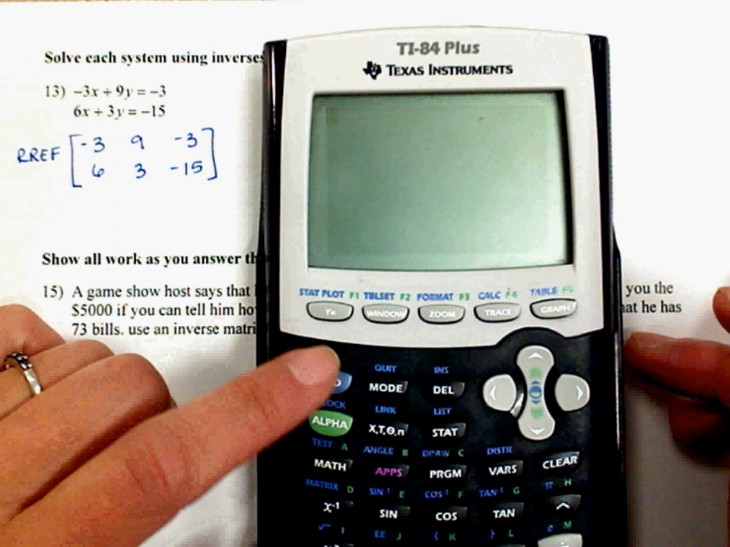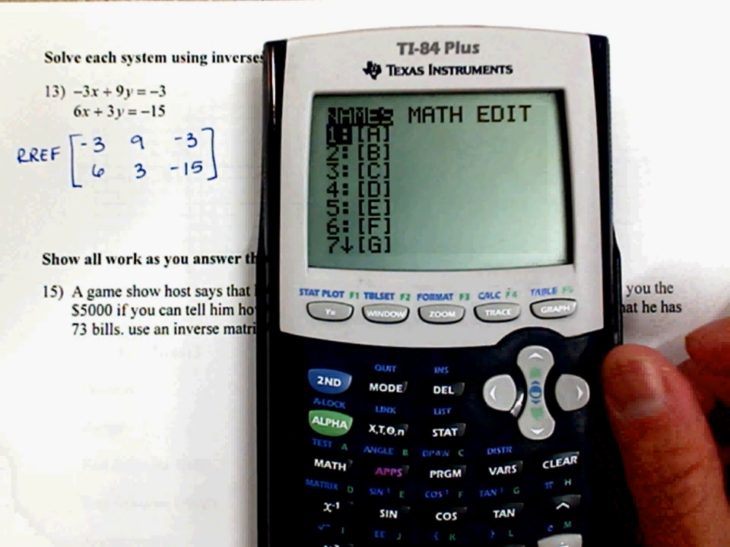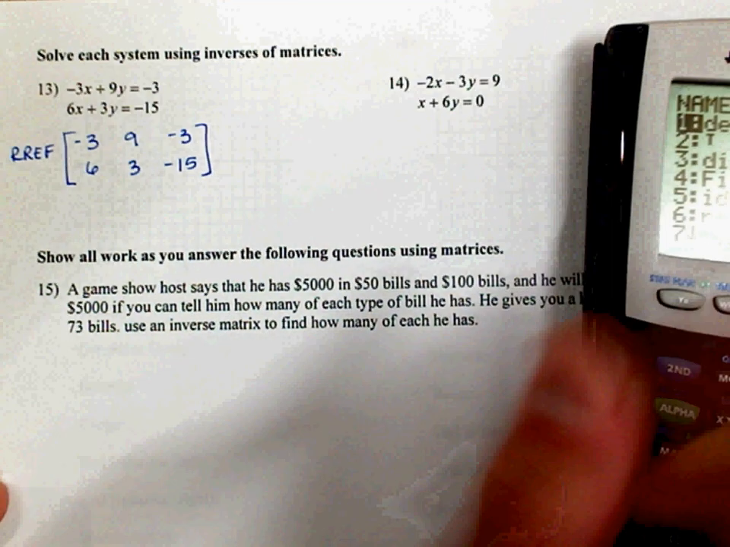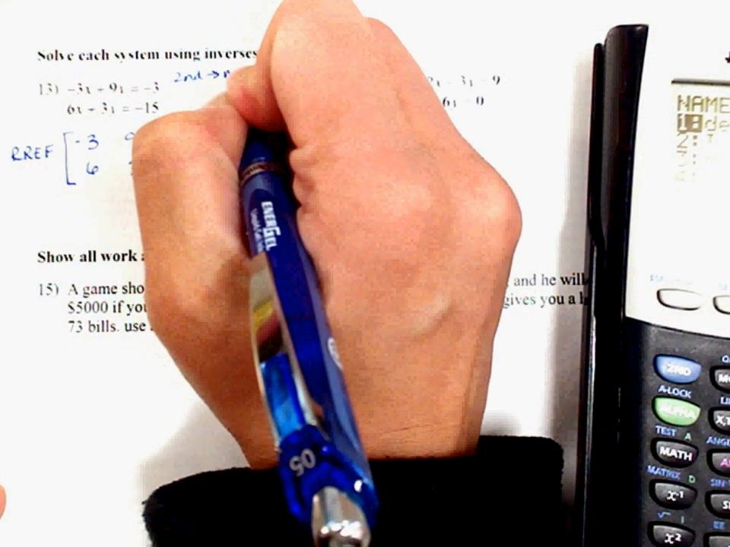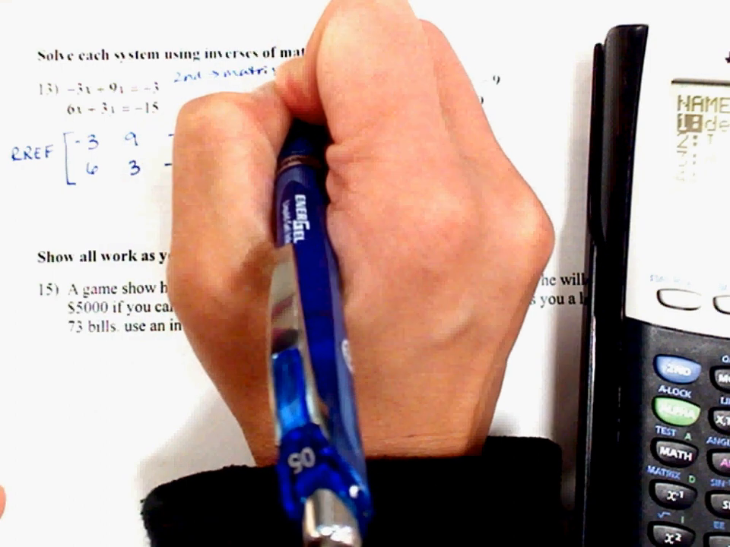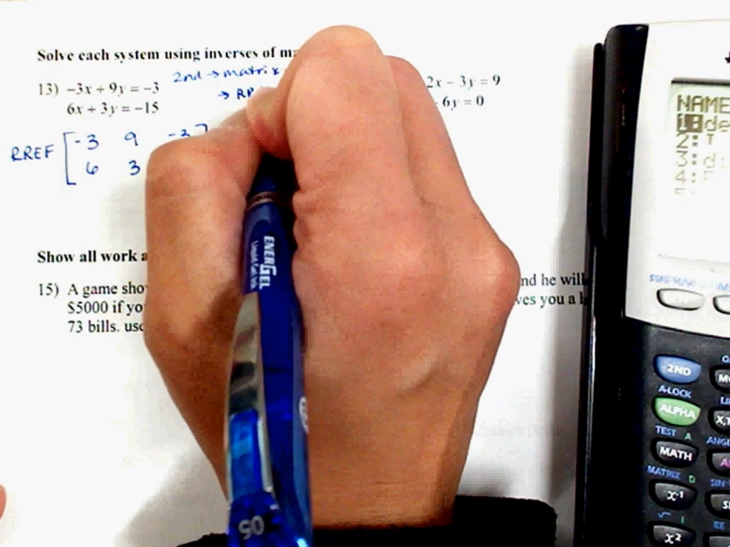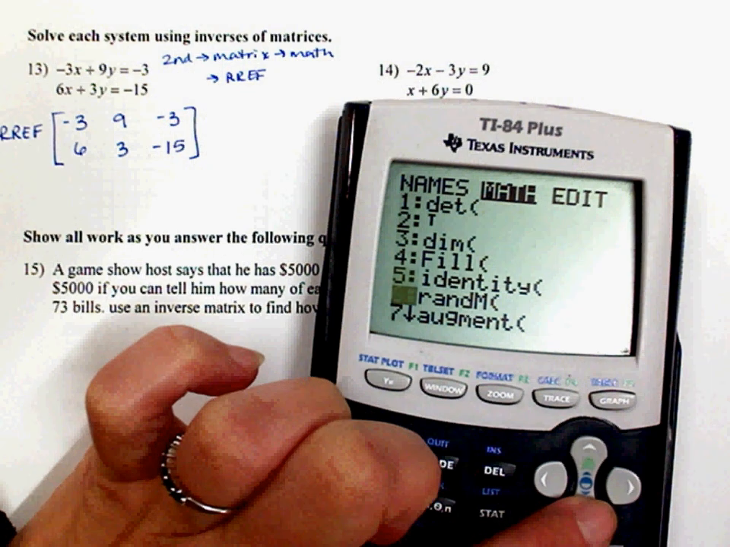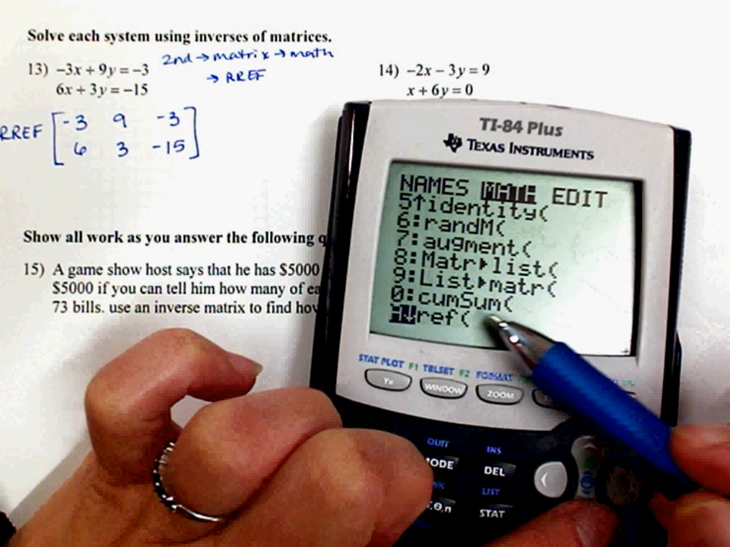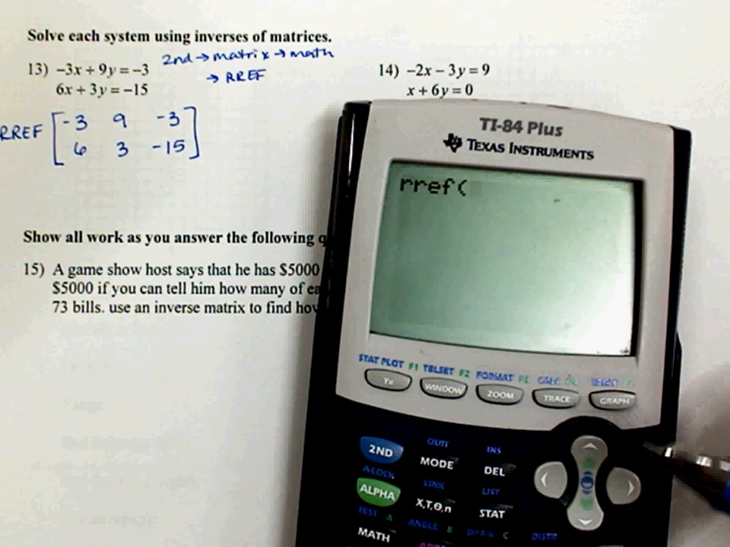So you would hit second matrix, right click to math. So you are going to go to second matrix, go to math, okay? Scroll down till you see RREF. Alright. Or go up, your choice. Not REF, but RREF. Hit enter.